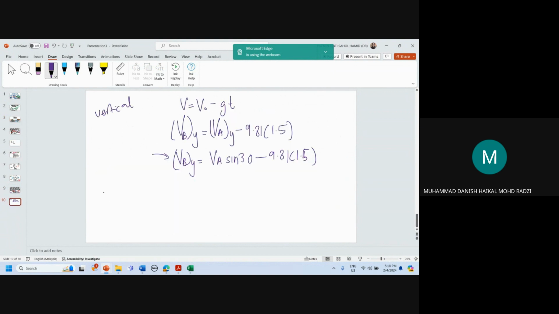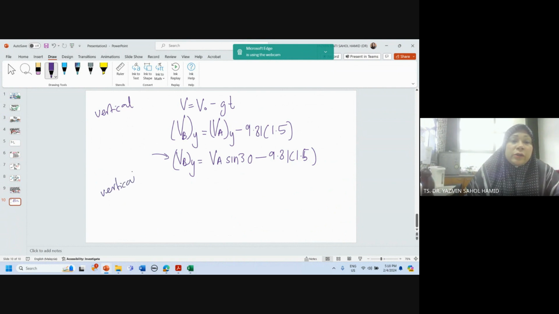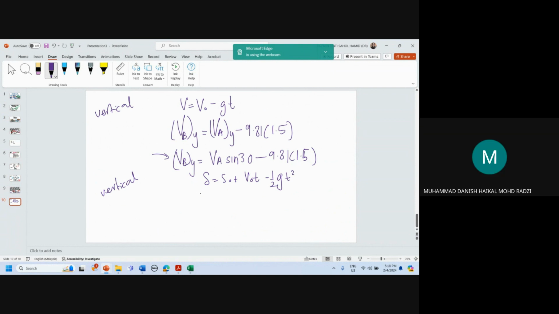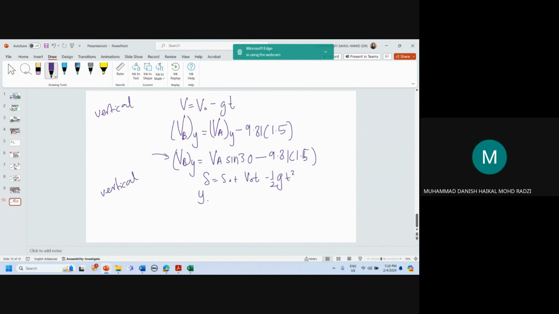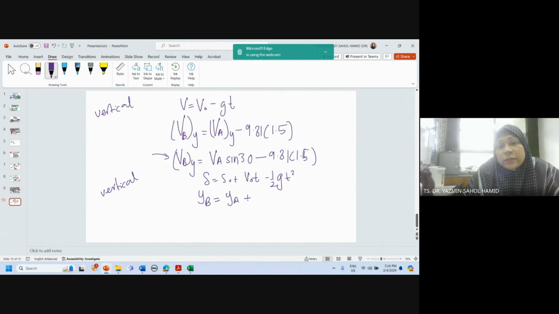If we use number 4, which is also a vertical equation, number 4 is S equals S naught plus V naught T minus 1 over 2 GT squared. Our S is now what? In vertical, YB or YA? What is final? B. Okay. You must be quick on this. V naught is initial, so it will be VAY.